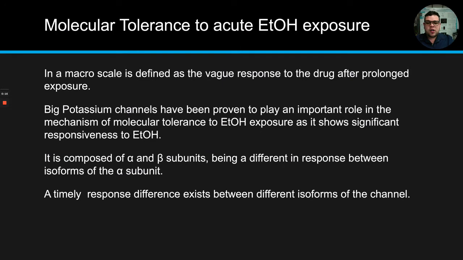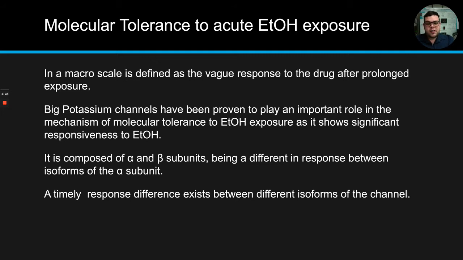So when we talk about tolerance, we can define it at a higher level as a lower response to a drug after a person has been exposed to it to a higher extent or for a prolonged exposure. When we talk about molecular tolerance to acute ethanol exposure, we can relate this to BK channels, or big potassium channels, because these channels have been proven to play a key role in the development of molecular tolerance to the acute exposure to ethanol. Why is this? They show a high response to this exposure.